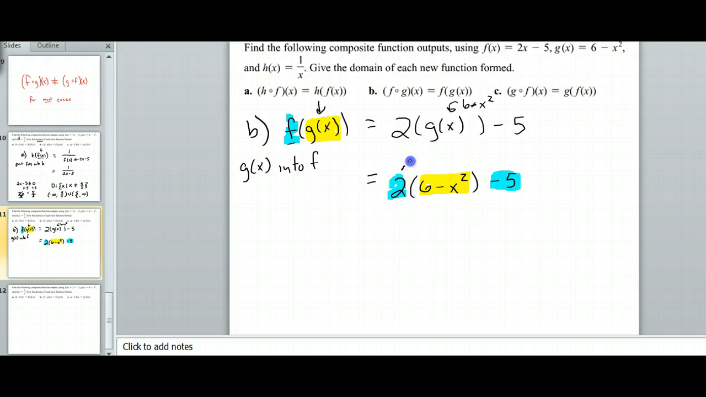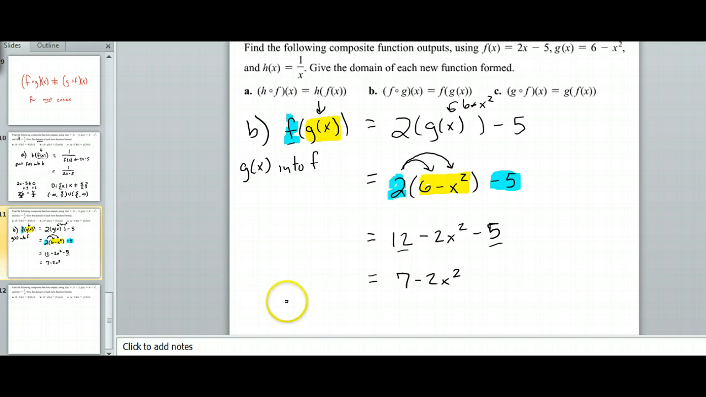Alright, from here we need to simplify. They want us to simplify these once we compose them. So I'm going to distribute that 2 through and get 12 minus 2x squared minus 5, and then 12 minus 5 is 7 minus 2x squared.